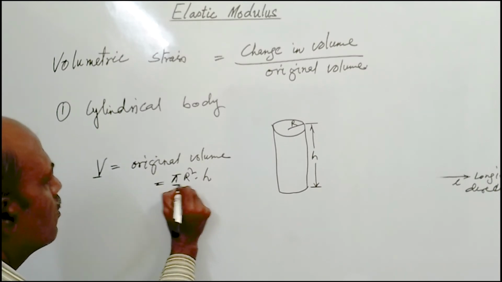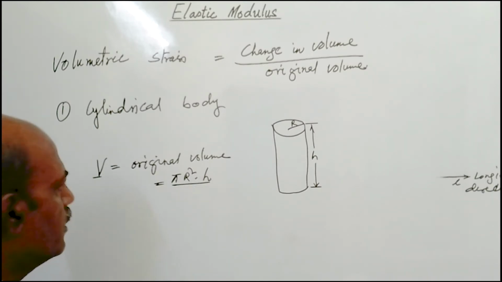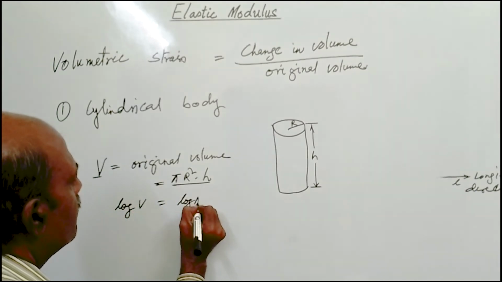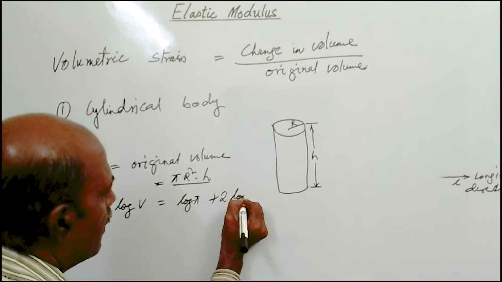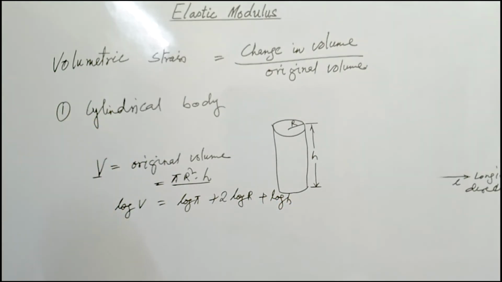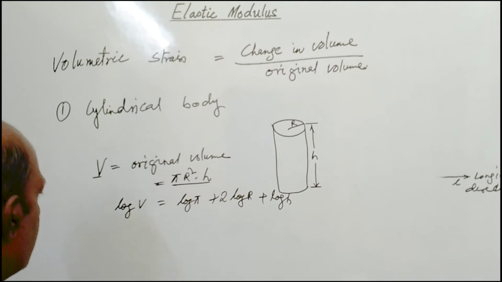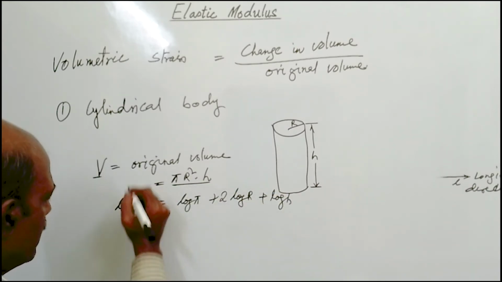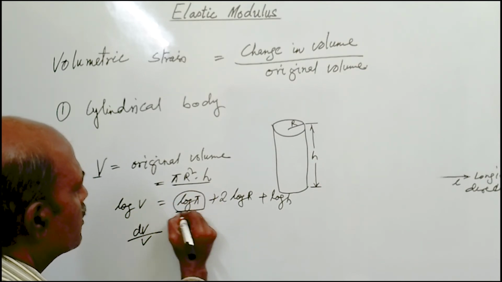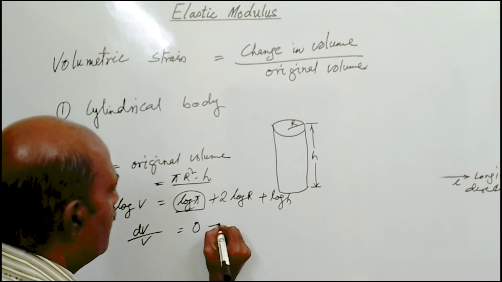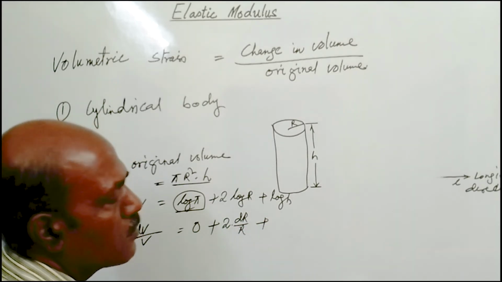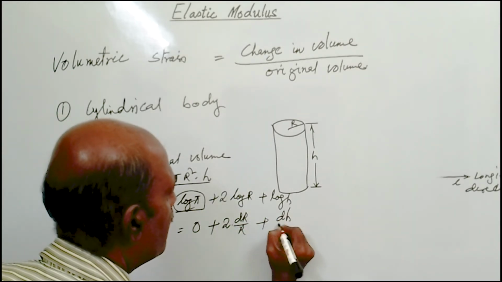So by taking log on both the sides, we can write log V is equal to log pi plus 2 log r plus log h. Now taking the derivation, or deriving this formula, we can write dV by V is equal to derivation of a constant term. It will give 0 plus 2 dr by r plus dh by h.